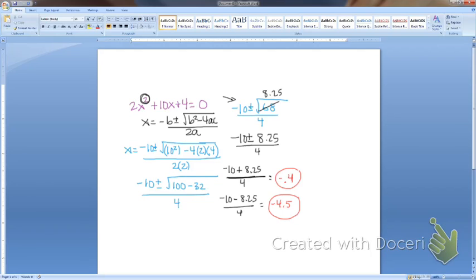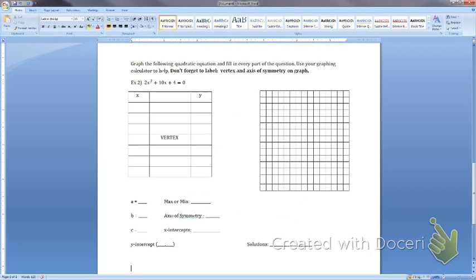Alright, so let's go back to our other page. For you guys, that's just moving your pencil. All right, so our vertex, if I can remember right, let's go ahead and fill in our x-intercepts. So negative 0.4 comma 0. Make sure you put your decimal point in there. And negative 4.5 comma 0.